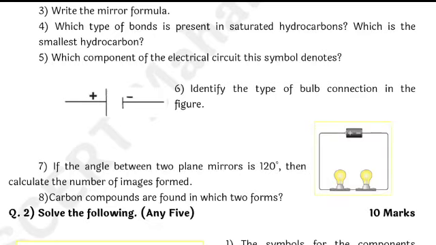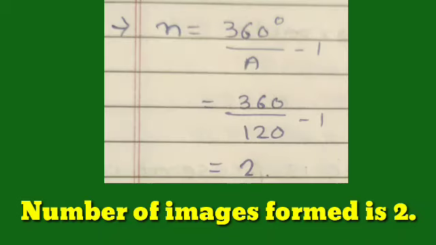Let's see question number 7. If the angle between two plane mirrors is 120 degrees, then calculate the number of images formed. Friends, there is a separate formula to calculate the number of images if the angle between two plane mirrors is given. The formula is n is equal to 360 degrees upon A, minus 1. So after putting 120 in this formula, we get the number of images formed is equal to 2.